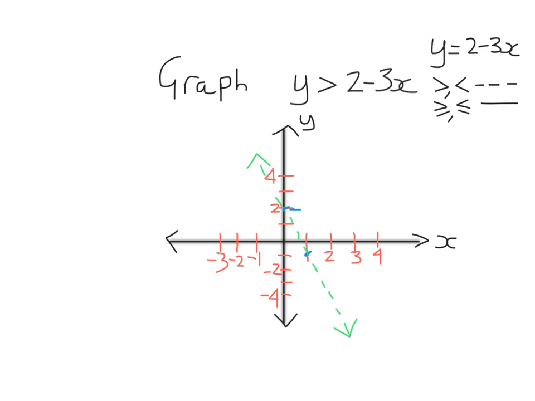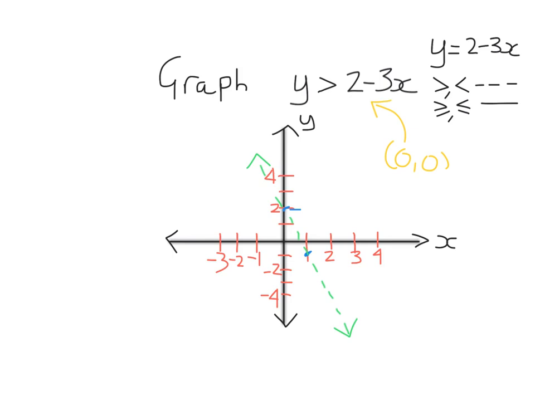So once we've drawn the line, all we need to do is pick a test point that's not on the line. So 0, 0 is usually a really easy test point to pick. You can pick 0, 0 as long as it's not on the line you've just drawn. So here I'm going to pick 0, 0, and I'm going to substitute into the inequality and see if I get a true statement.